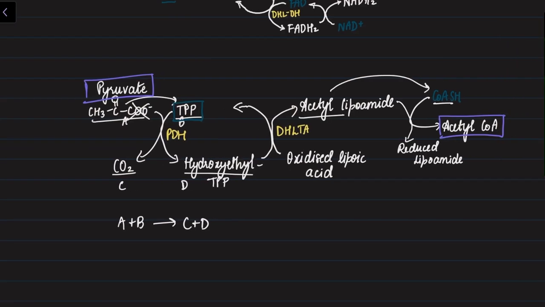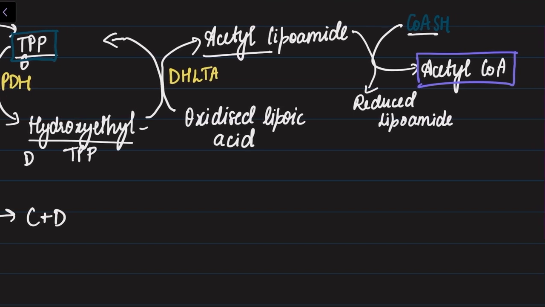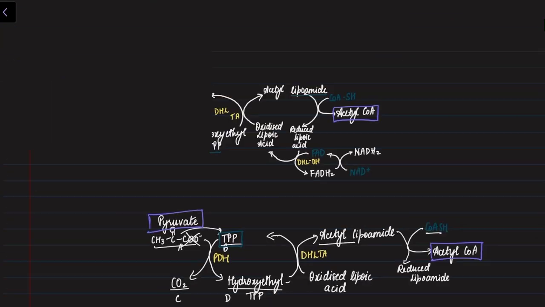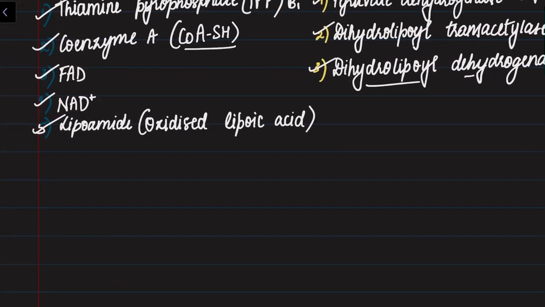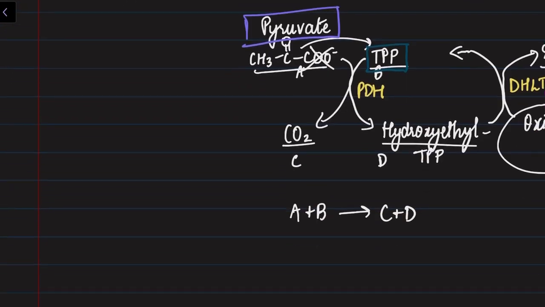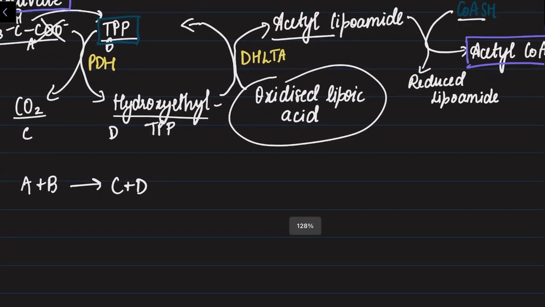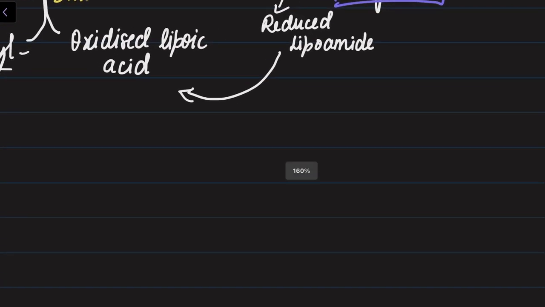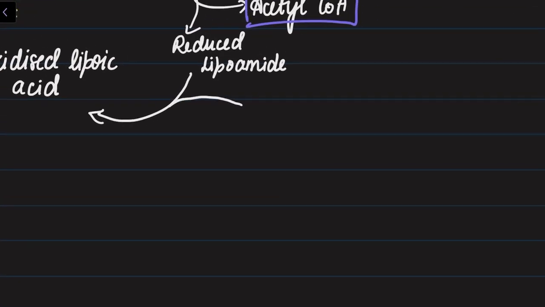So great. Aren't we done here? Not really. So the thing is, we still have to regenerate oxidized lipoic acid, and we still have to give a chance to our other coenzymes here like FAD and NAD+. So unfortunately this reaction still has to continue. How do we get back oxidized lipoic acid? This reduced lipoic acid should become oxidized, right? And who's going to help with that? It is our good old FAD.